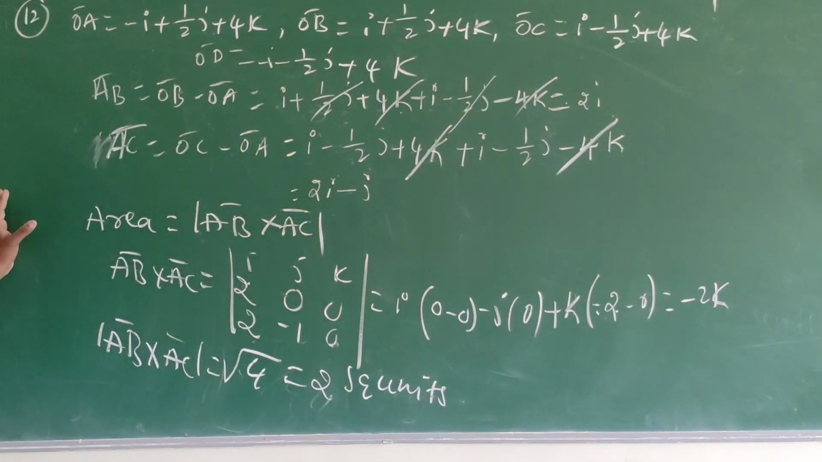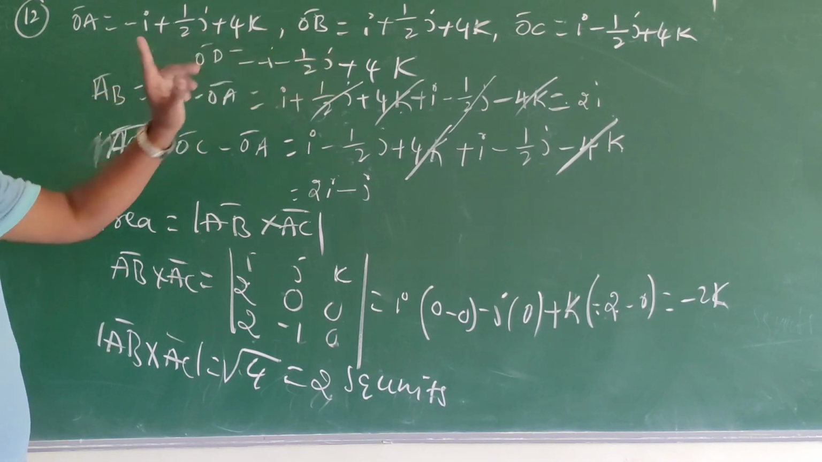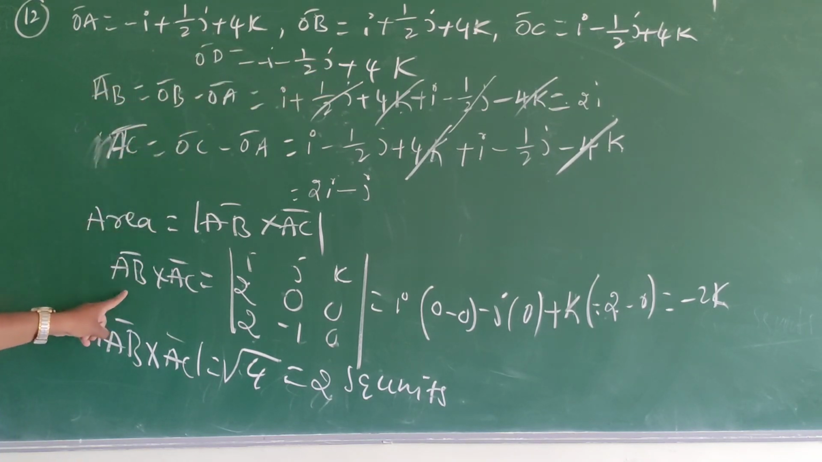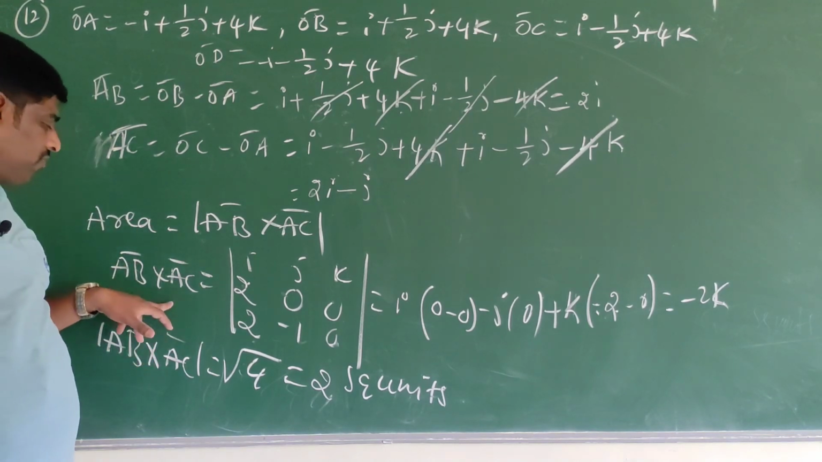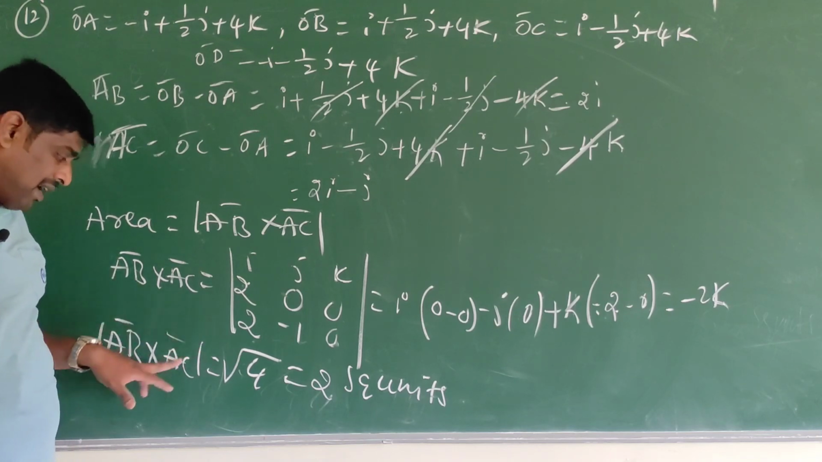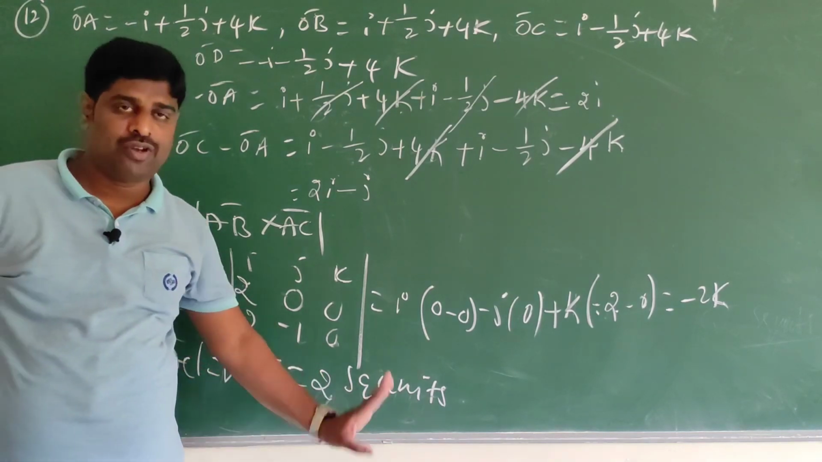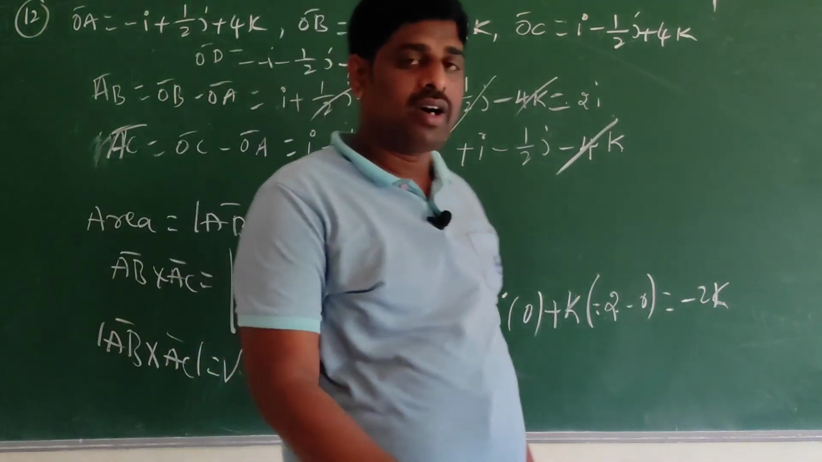Okay, the position vectors are given. The formula is magnitude of AB bar cross AC bar. First find AB bar, then AC bar, and then find the cross product of AB bar cross AC bar, and the magnitude of that is 2 square units. This is the solution for this problem.